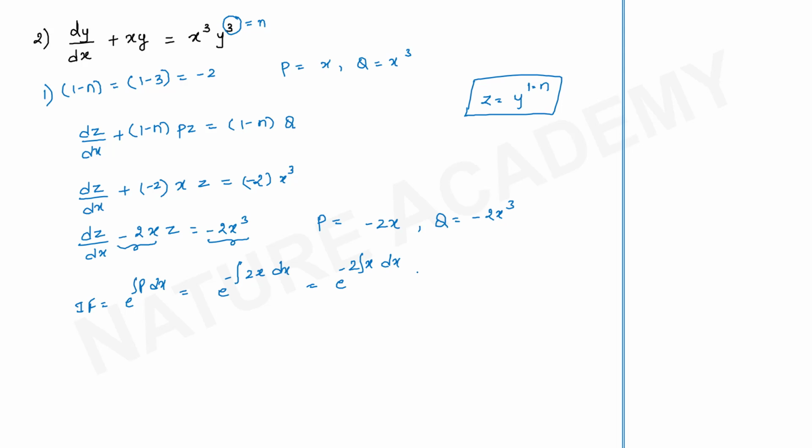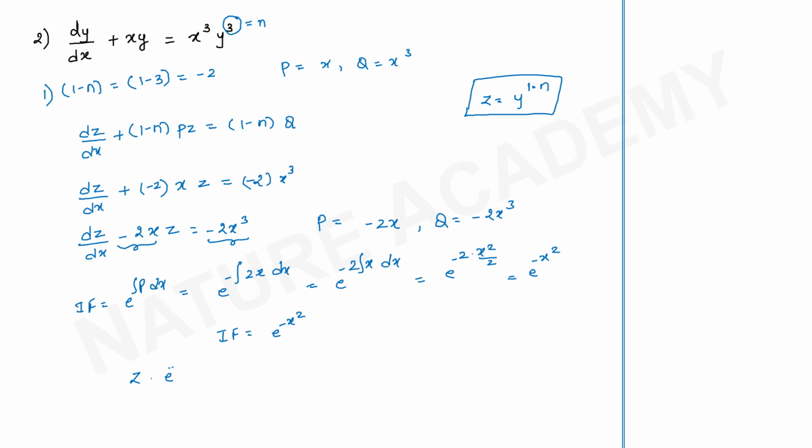I will take outside x into dx, so x becomes x square by 2 and 2 gets cancelled. E raised to minus 2 x square by 2, the 2 gets cancelled. I will have e raised to minus x square, so integrating factor is equal to e raised to minus x square. Now find the general solution.